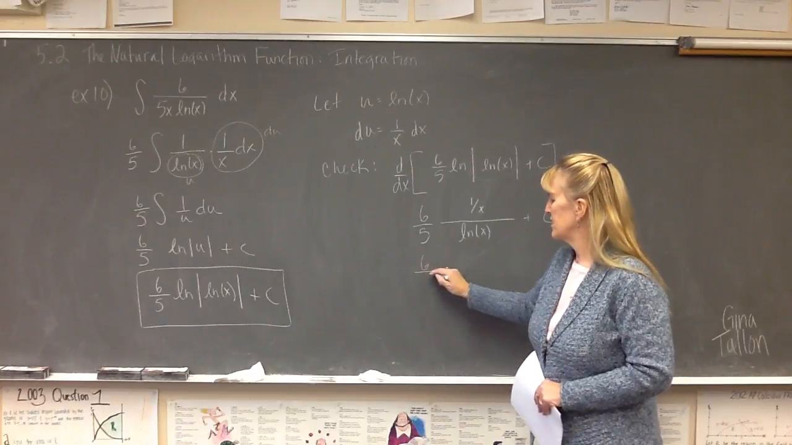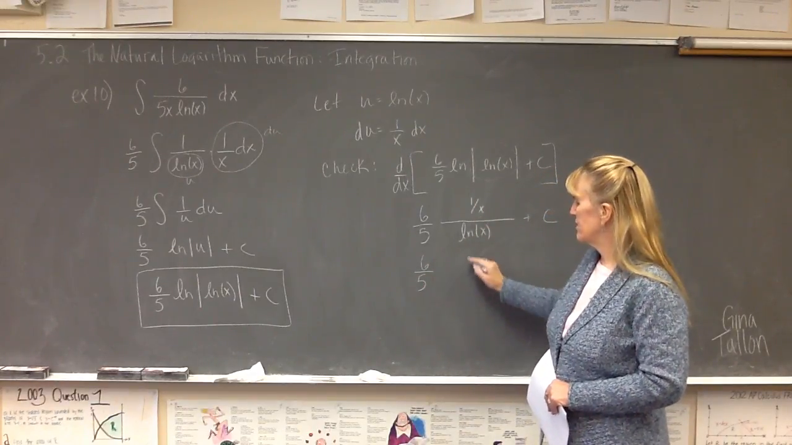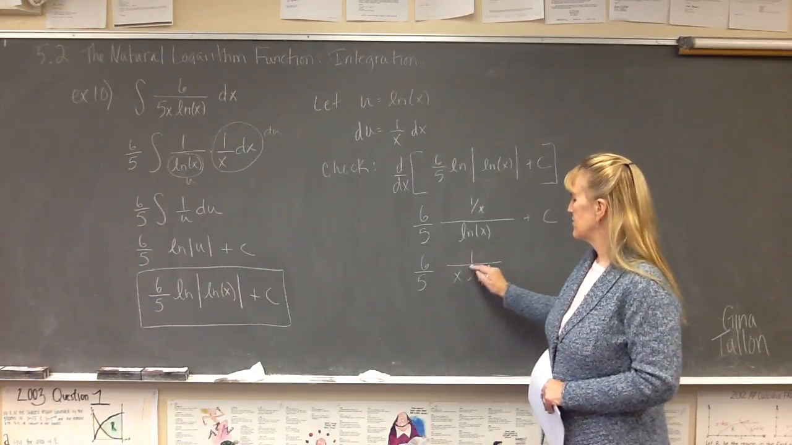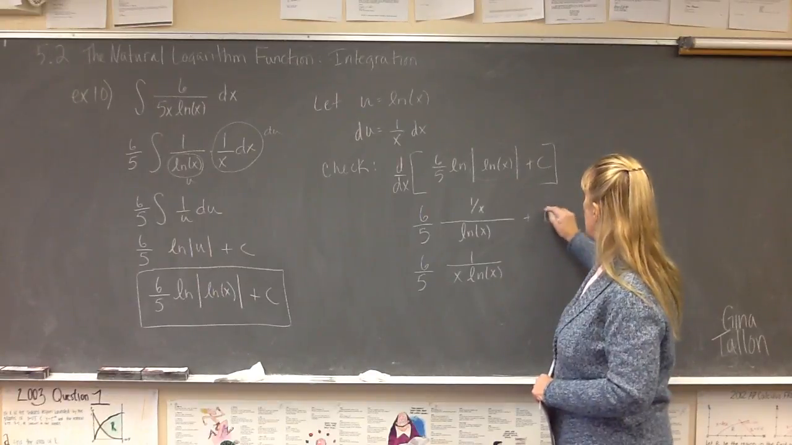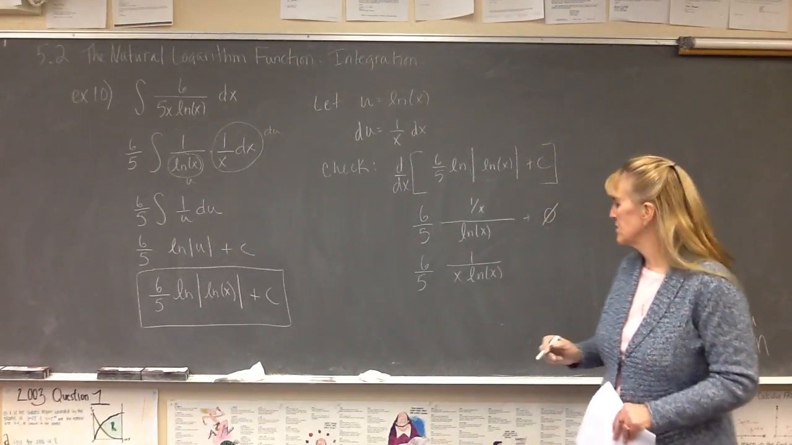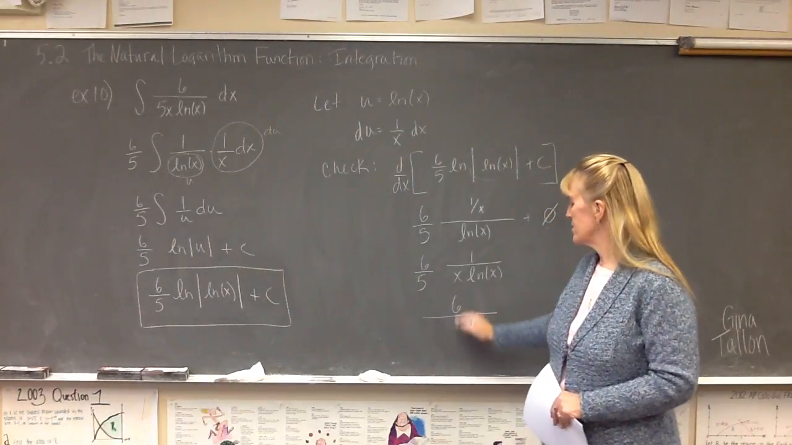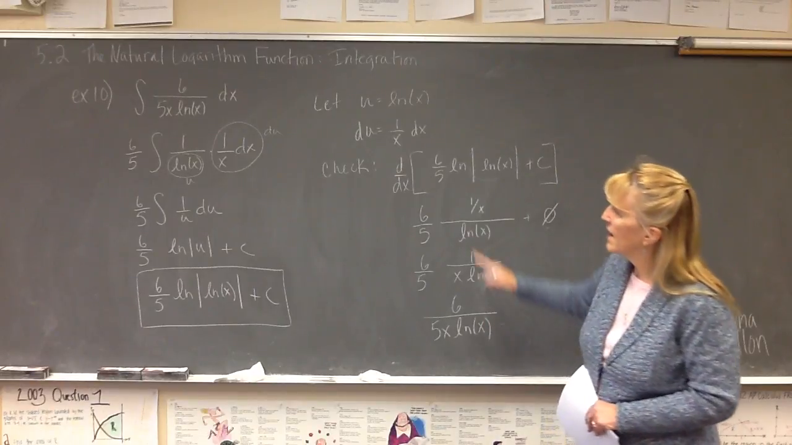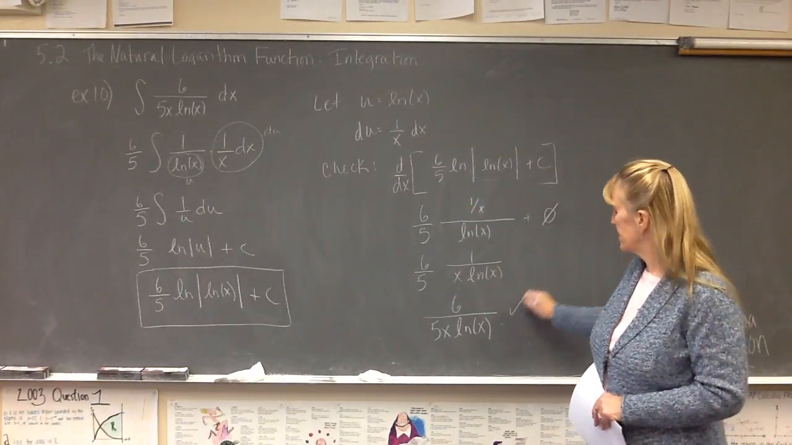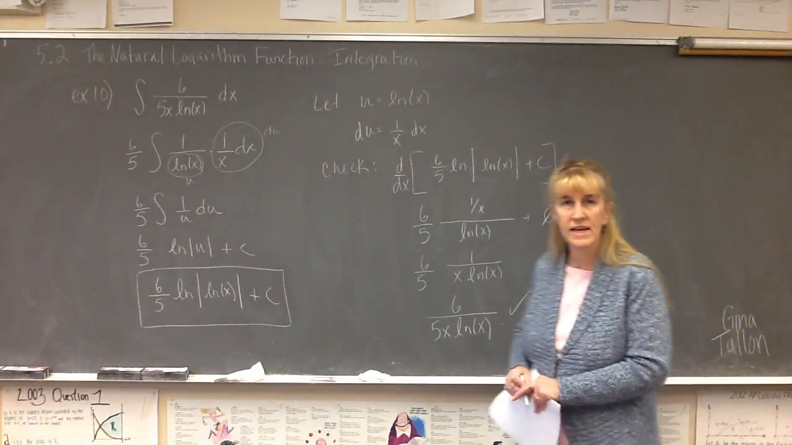So this is 6/5, and 1 divided by x divided by the natural log of x is 1 over x natural log of x. And no plus c, plus 0. Am I crazy? Yeah, some days. Okay, this comes back into play. I end up with a 6 on the numerator. I end up with 5x times the natural log of x. And that matches my integrand perfectly, so this checks. That is the end of example 10.